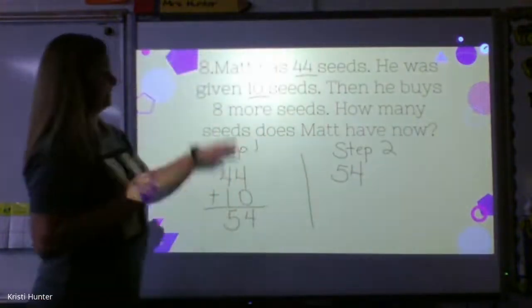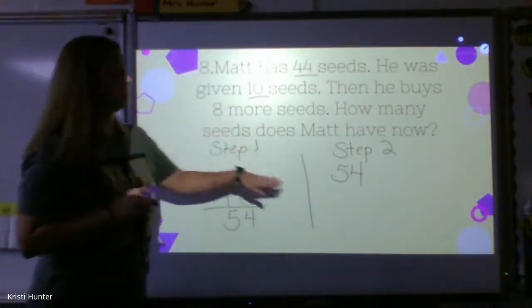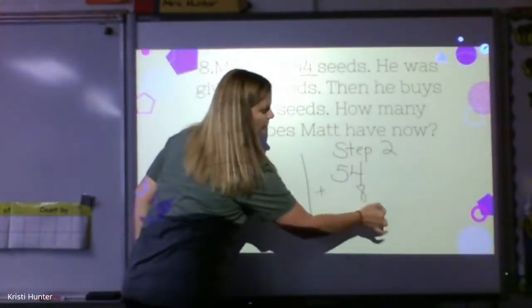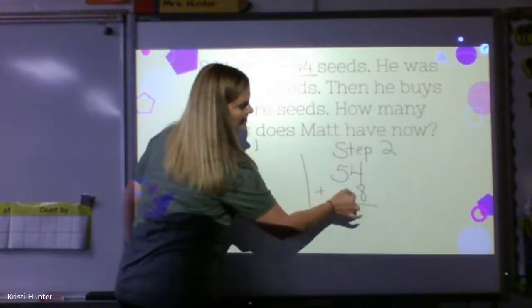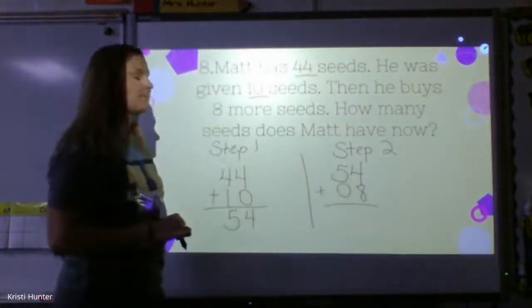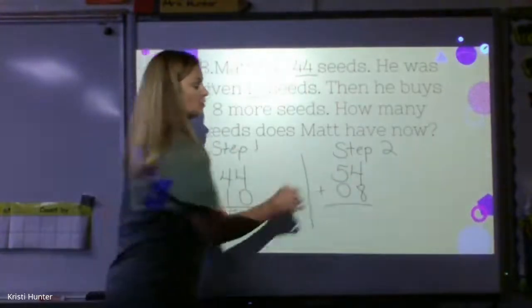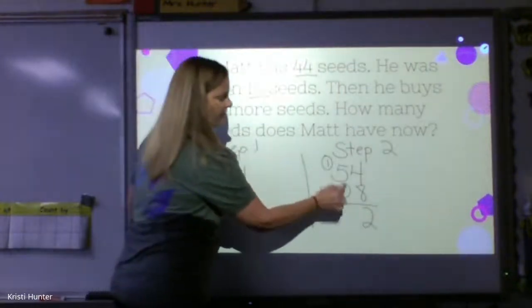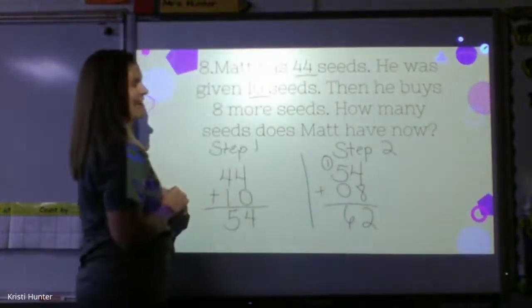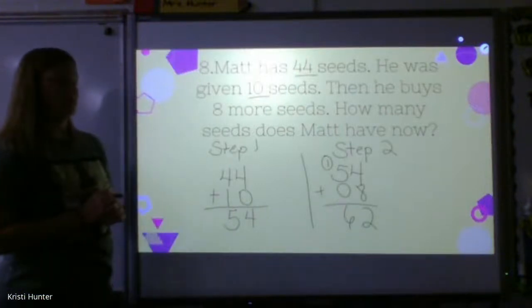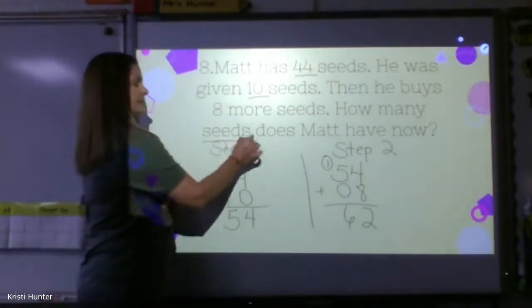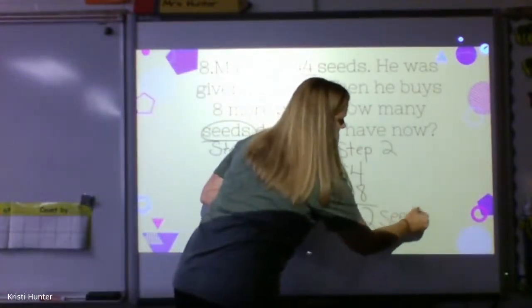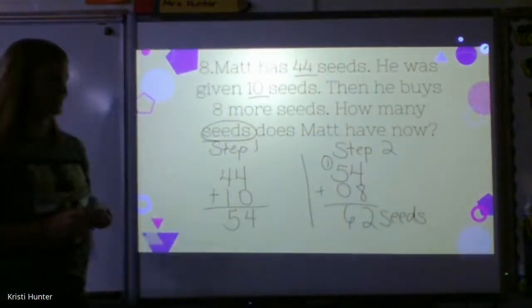Now let's see what happens. He buys 8 more. Remember, when we write the 8, an 8 is only 8 ones. There's an imaginary 0 in that spot, or you can write it in if it helps you remember. 4 plus 8 is 12. Ooh, another fact from this week, a sum of 12. 1 plus 5 makes 6 because we have nothing else to add to it. Now, did you remember your label? Seeds. How many seeds? Well, Matt has 62 seeds.